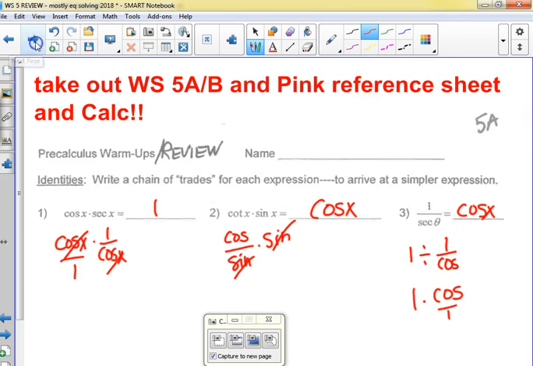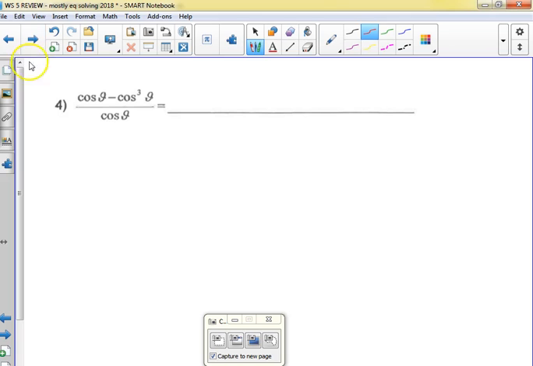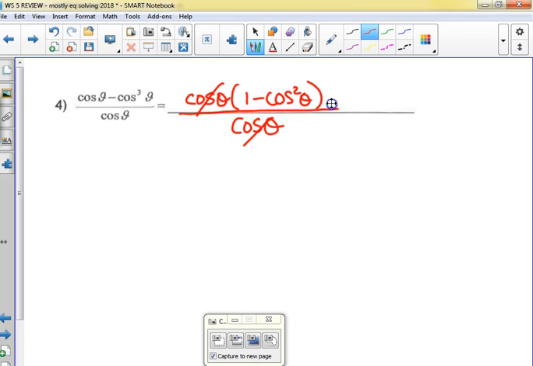All right, those are pretty basic, probably more basic than what's on the quiz. What could we do to this maybe? If we take out a cosine on the top, what will it say? And then it's still over a cosine, so then we can divide these guys out. And a 1 minus cosine squared, anybody know what that is?